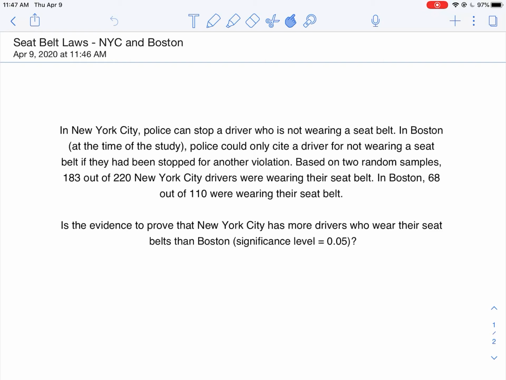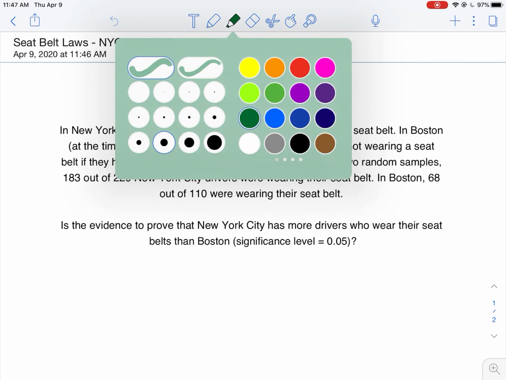Let's explore another example of a two-sample hypothesis test based on proportions. Here's the example we looked at today. In New York City, police can stop a driver who is not wearing a seatbelt. In Boston, at the time of this study, police could only cite a driver for not wearing a seatbelt if they had been stopped for another violation.